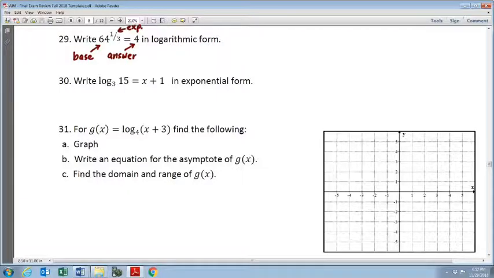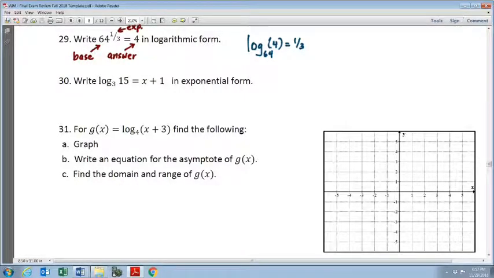So we're going to switch to logarithmic form. You want to first write log. And the base is going to be next. We're going to put it as a subscript. That would be the 64. The answer goes here. And we know that a logarithm is an exponent. So the exponent, which is 1/3 in this case, will go by itself. And that's always the case when you're in log form. The exponent goes by itself.